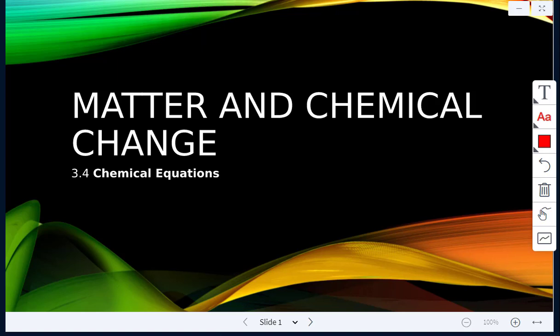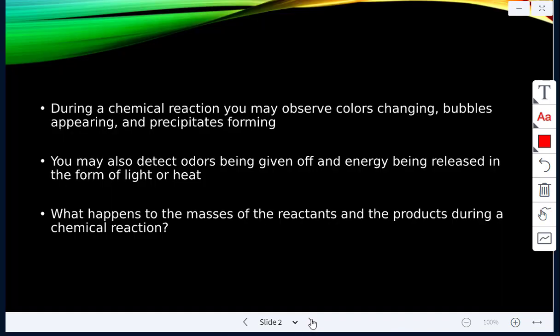All right, today's lesson is 3.4 chemical equations. During a chemical reaction, we've talked about this before, what observations you may see. There might be colors changing, bubbles appearing, precipitates forming. Recall precipitates are solids that form during a chemical reaction. You may also detect odors being given off, energy being released in the form of light or heat.